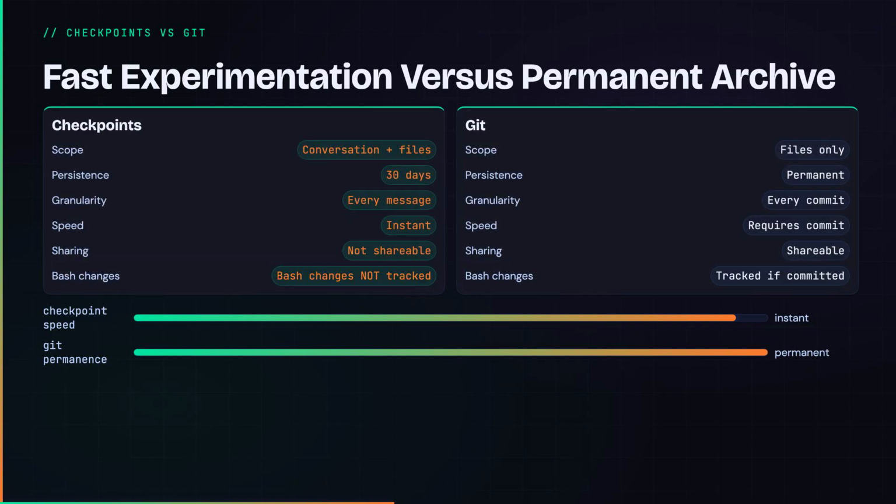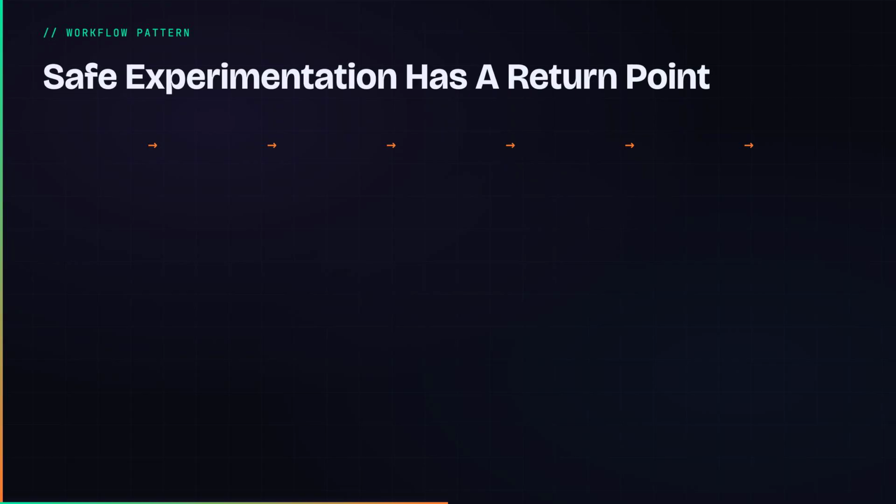Bash changes are the warning. Checkpoints do not track bash side effects. Git tracks those changes only if they become committed files. This pattern is the practical payoff. You can take risks because you know where the return point is.